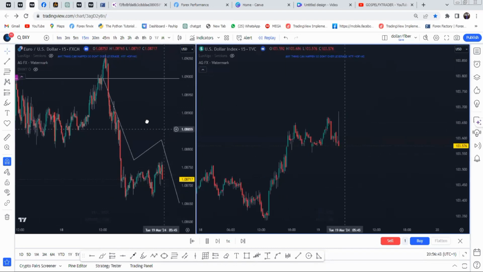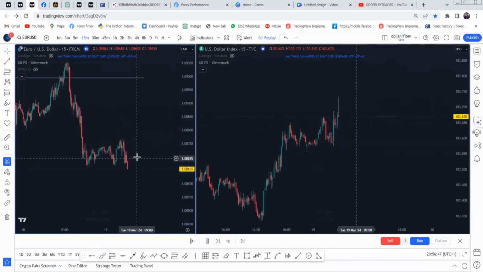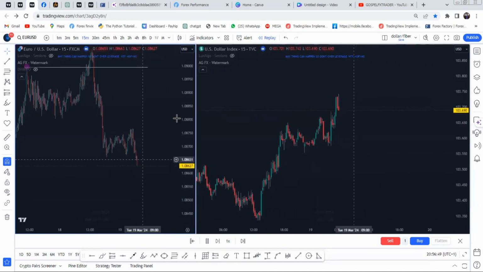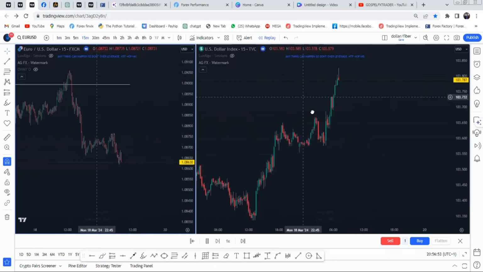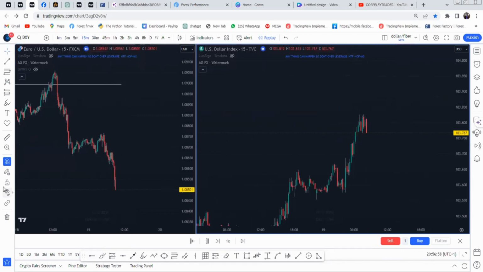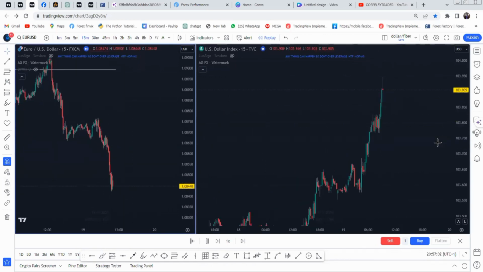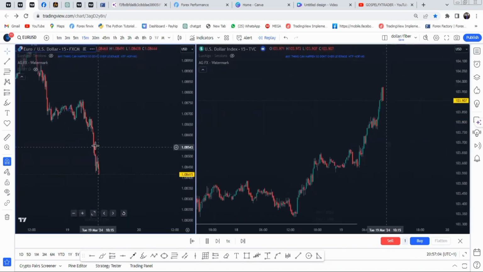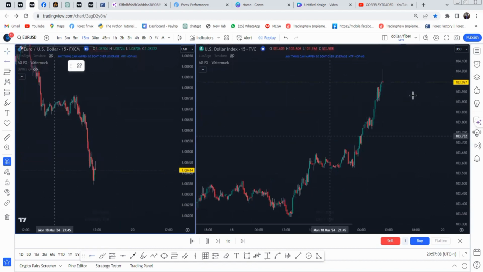Now we are going lower on Euro USD, and we are going bullish on the dollar index. So we're going to watch this closely to see if we're going to spot any divergence. So we are creating a low, creating a high on this other side. Okay, let's keep watching, let's keep going.